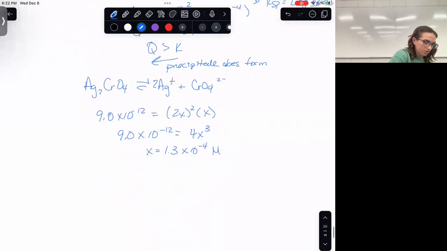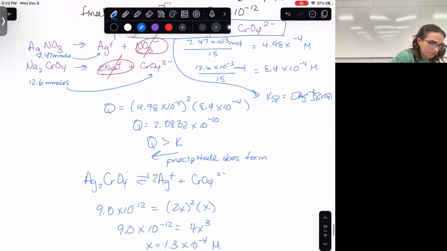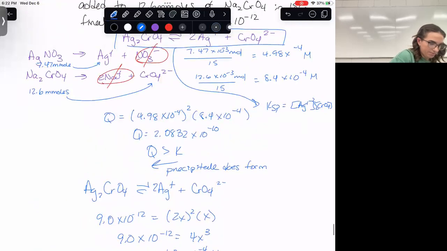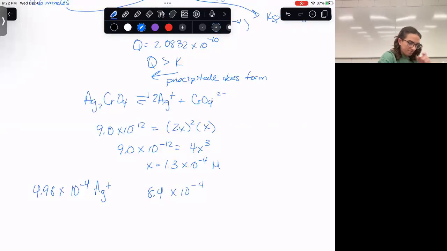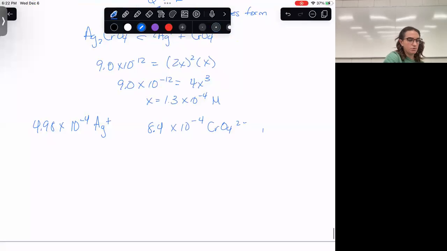Right, I'm just going to write: we have 4.98 times 10 to the negative 4 silver plus, and we have 8.4 times 10 to the negative 4. This is how much we have in solution. How much can we have? How much are we allowed to have in solution? 1.31, so that's just X, right?